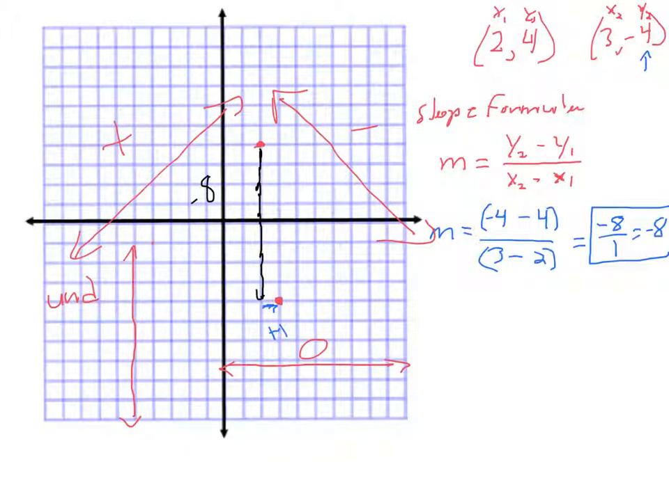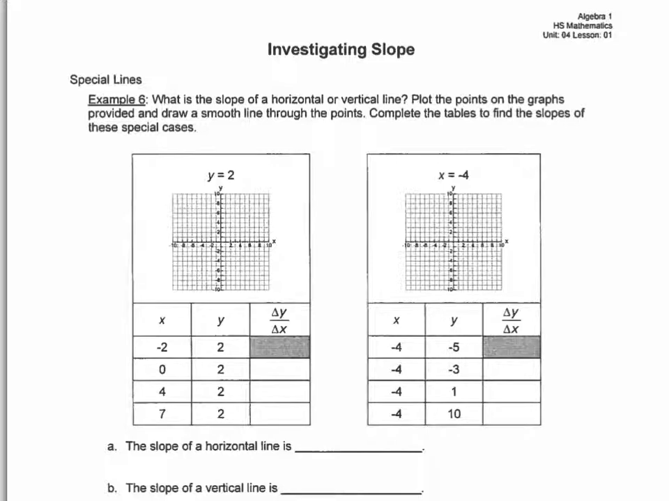Okay? And we're going to talk about that on the next page of the notes. So turn with me to that next page. It looks just like this. It says special lines. Okay? It says, what is the slope of a horizontal or vertical line? Plot the points on the graphs provided and draw a smooth line through the points. Then complete the tables to find the slopes in these special cases.